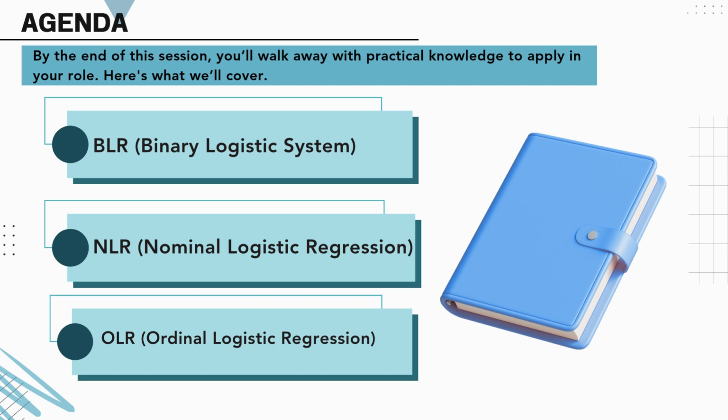2. NLR, nominal logistic regression. Next, we'll look at nominal logistic regression, which comes into play when the outcome variable has more than two categories that do not follow a specific order, such as product types or departments. We'll learn how to build models for these and understand their predictive structure.